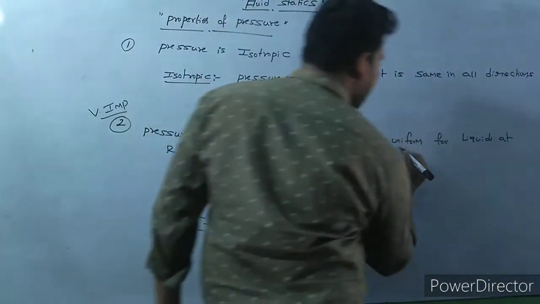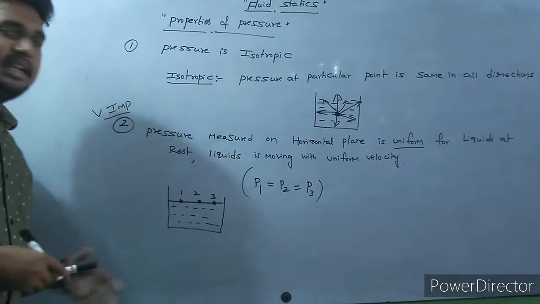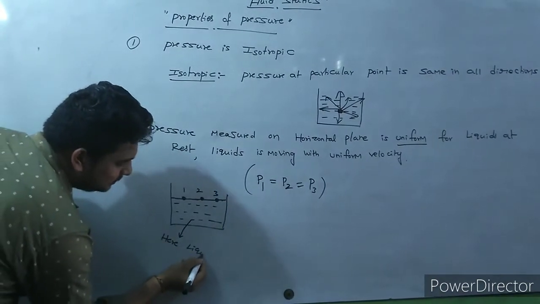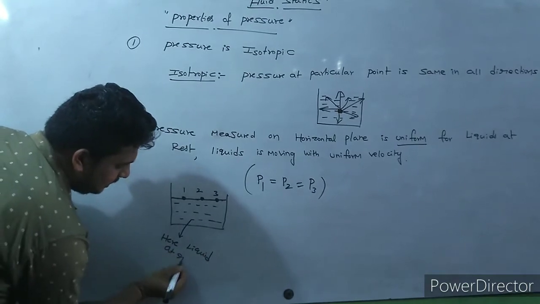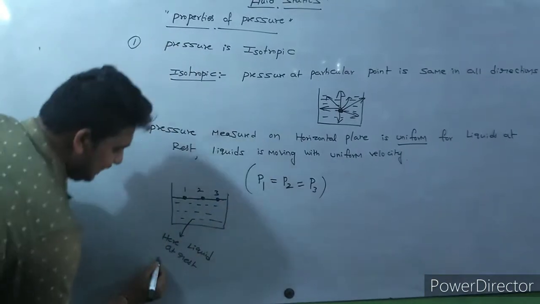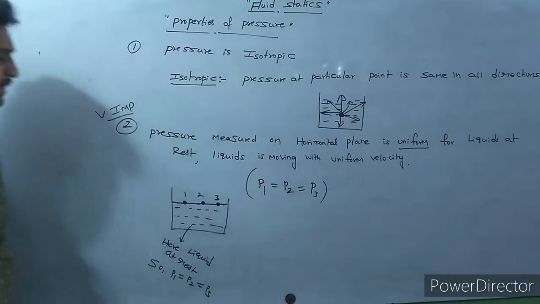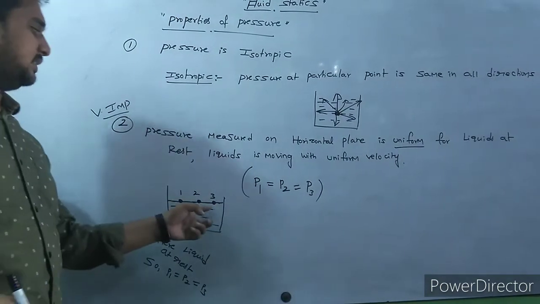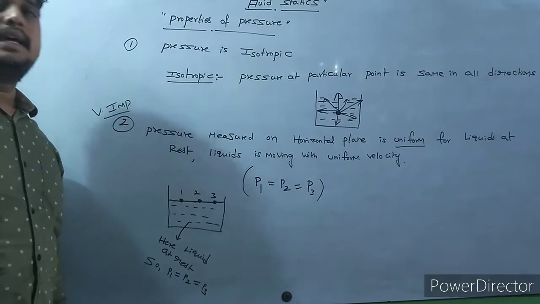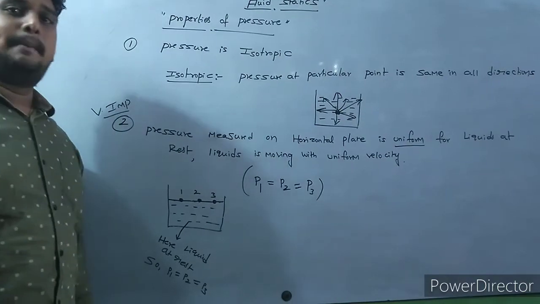Uniform means same for liquid at rest. Here the liquid is at rest. So P1 is equal to P2 is equal to P3. Pressure at the first point is equal to pressure at the second point is equal to pressure at the third point. So these 3 points' pressure is the same.